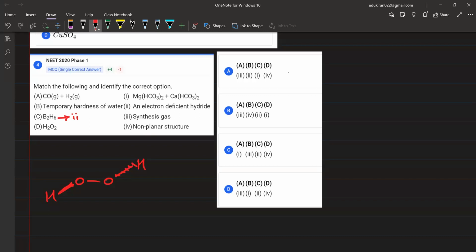ठीक है. तो D का क्या हो जाएगा? 4. अब कौन सा ऑप्शन बचा? You have either C or D. Now temporary hardness of water का synthesis gas के साथ कोई relationship हो ही नहीं सकता है, right? So temporary water can only be one. Magnesium Mg2+ और calcium 2+ ही temporary hardness में use होते हैं, right? So the correct option is going to be what? B का 1 हो गया. Yeah, D is the correct option.